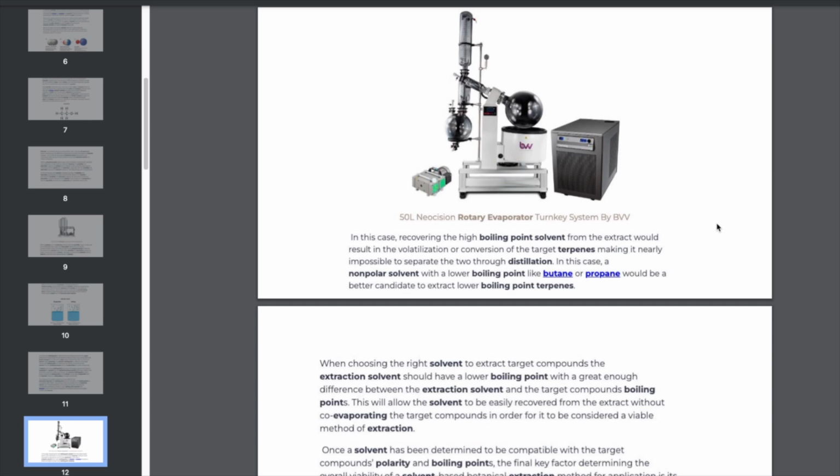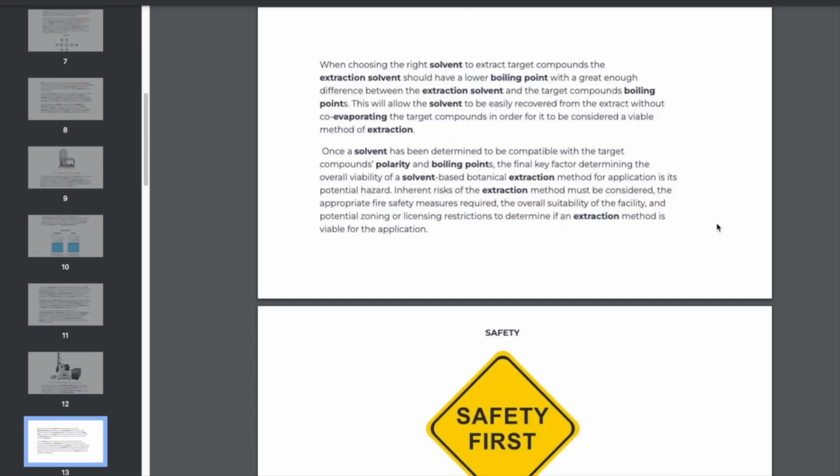So the TLDR version is, if you're targeting terpenes, use something with an extremely low boiling point. Butane, propane, another LPG gas. If you're specifically going after terpenes, then ethanol is not going to really be your first solvent of choice. Cannabinoids, pretty much everything's on the table.